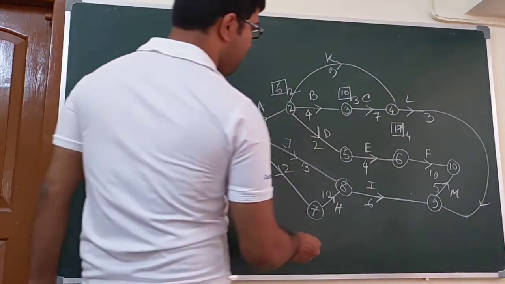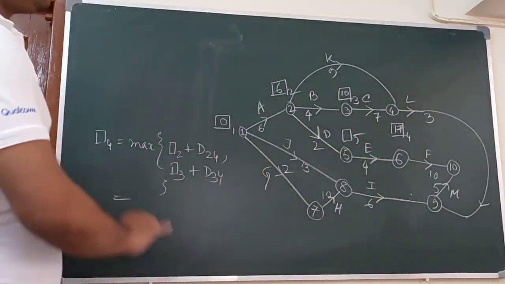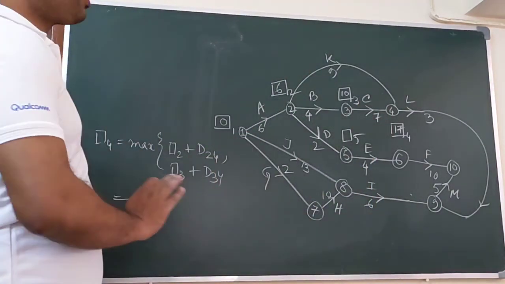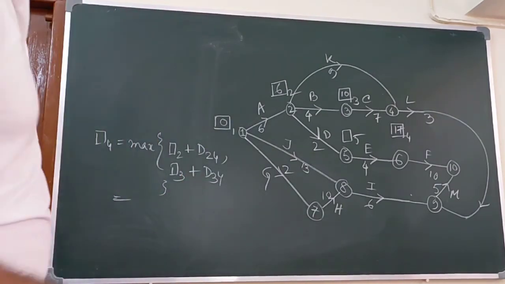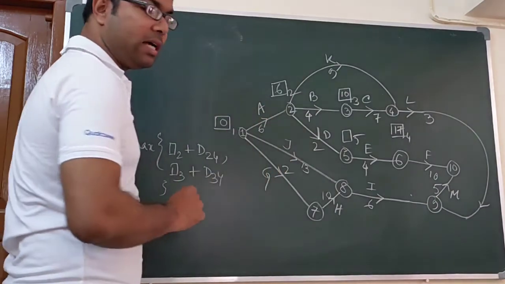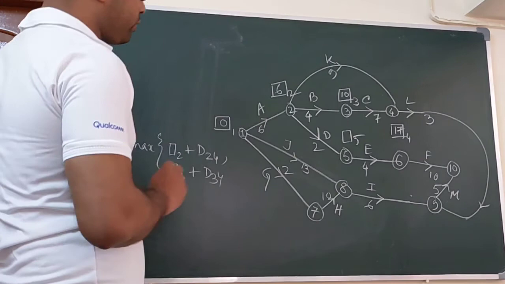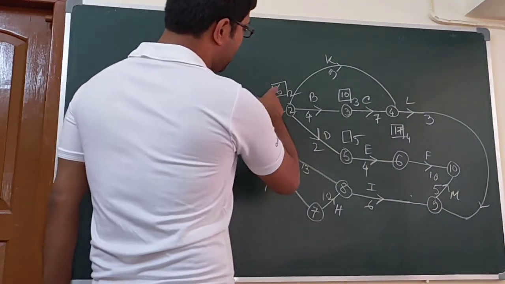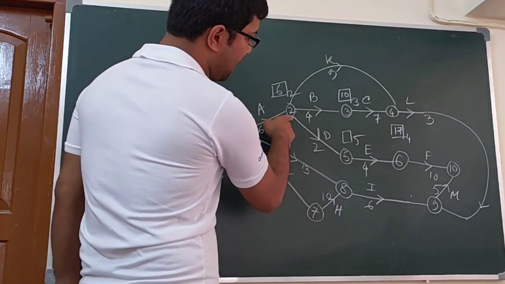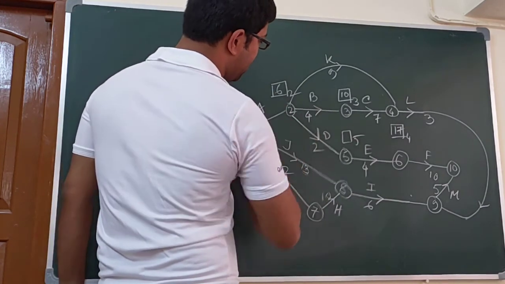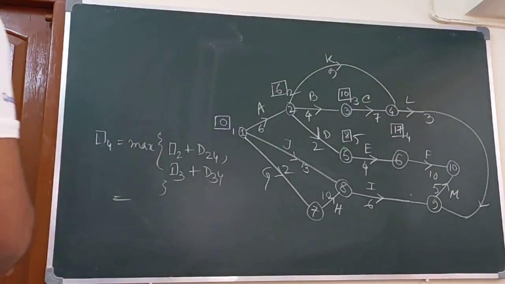Next, box 5. These are the forward pass calculations. In the forward pass, we calculate the earliest occurrence time of every event. Events are denoted as nodes and activities are denoted as arcs. So box 5 is box 2 plus the duration 2-5, that is 6 plus 2, which is 8.